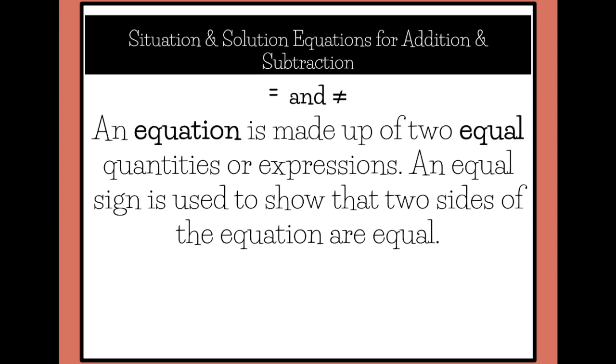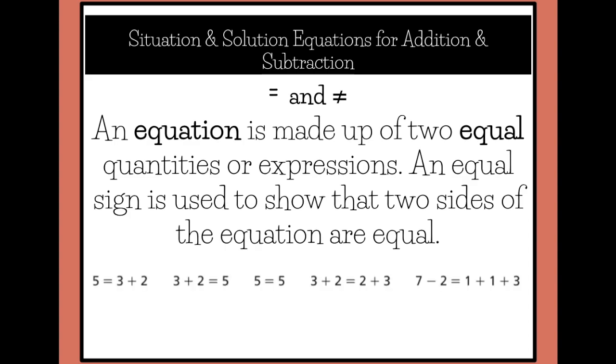These two symbols are equal and not equal to. So an equation is made up of two equal quantities or expressions. An equal sign is used to show that two sides of the equation are equal. We have talked about this before. We know the difference between an equation and an expression is that an equation has an equal sign, and we know that equal sign is there to show us that both sides of the equation are equal.